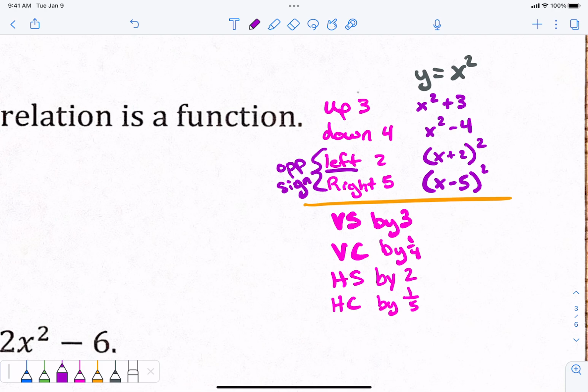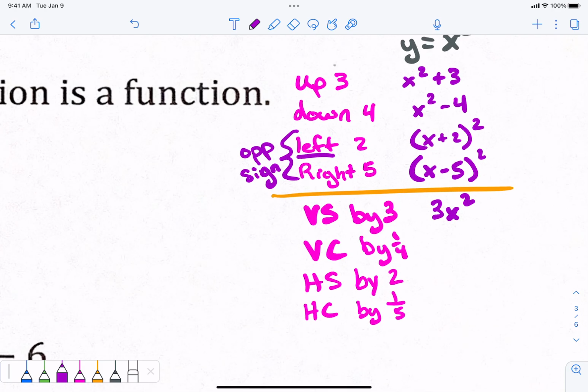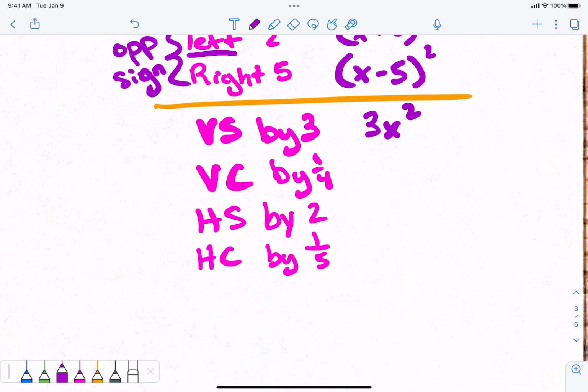If I take you and I vertically stretch you by 3, that's making you 3 times as tall, right? x squared times 3, or 3x squared. I'm going to put the 3 in the front instead. If you're vertically compressed by 1/4, you're a fourth as tall, or your height is a fourth of what it was before. You see how that works? No? If we started with x squared and you're vertically compressing it by 1/4, you're just multiplying by 1/4. So 1/4 x squared.